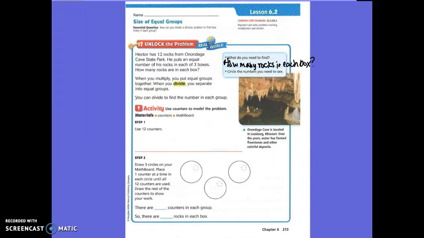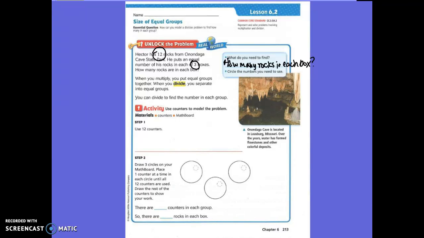Then it says to circle the numbers we need to use. What numbers are we going to use? Savannah, what's one of them? 12, so circle 12. What's the other one, Cooper? 3. Okay, make sure you circle those. Now, let's continue reading the directions after the story problem.